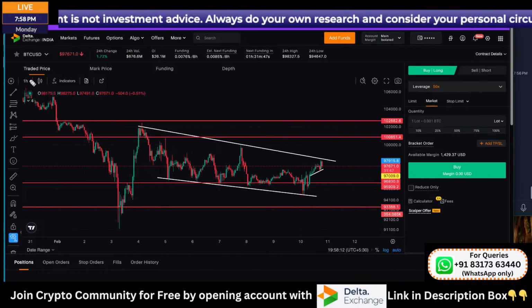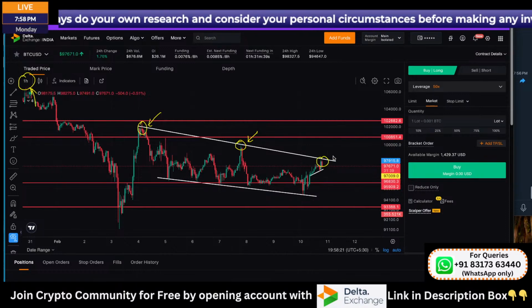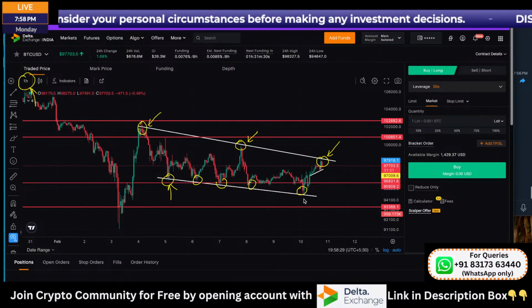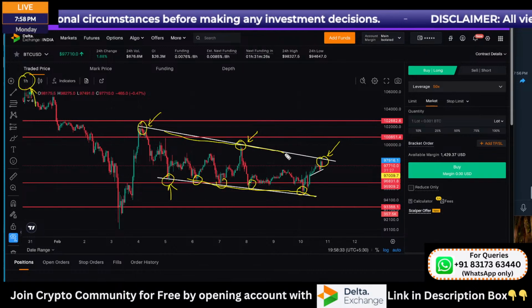Now traders, this is just the 1 hour time frame chart of BTC. On this chart, what we can observe is this trend line is acting as resistance 1, resistance 2, and now the market is near resistance 3. Next observation is this is support 1, 2, 3, 4, 5. So continuously this area is acting as support and this area is acting as resistance.